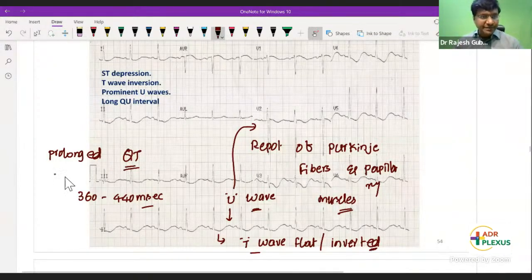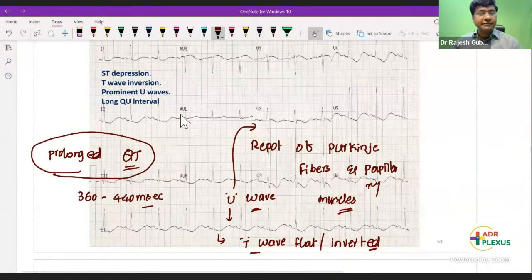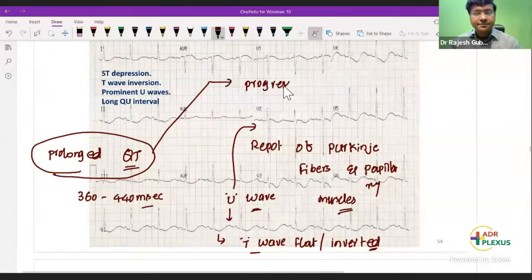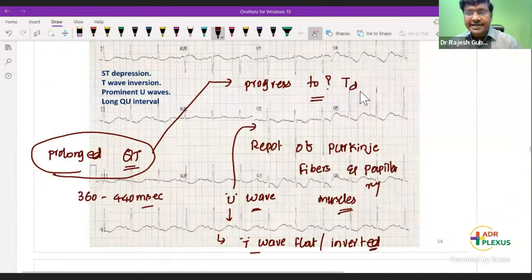Now, why are you very much worried? Whenever there is prolonged QT interval, what will this progress to? Very good, Sangeeta. This will progress to Torsades de Pointes. And Torsades de Pointes is a polymorphic ventricular tachycardia, and that is how the individual will develop arrhythmias. So this is another ECG change. Next, there will also be ST segment depression.